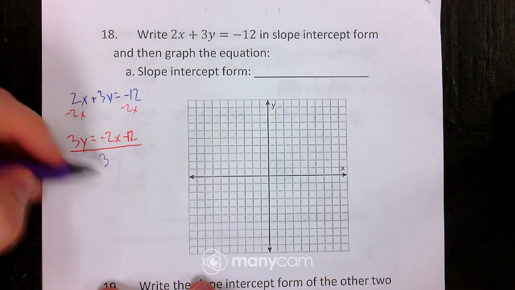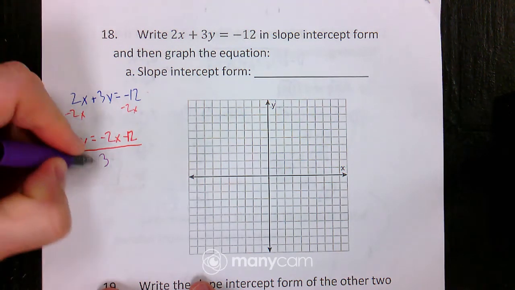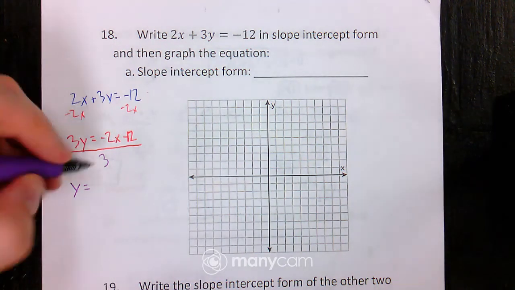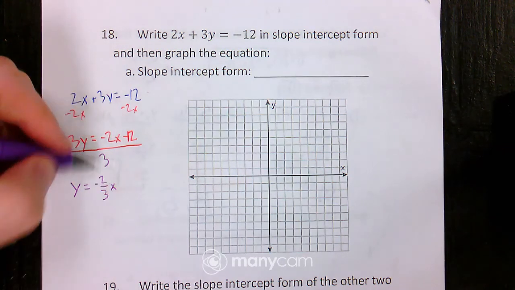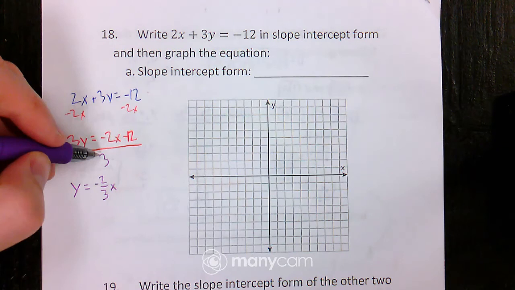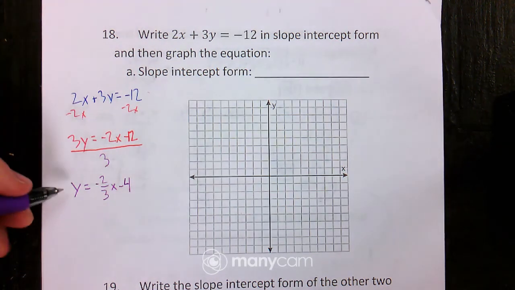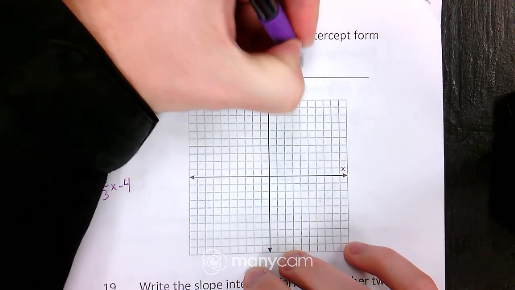Don't just do this side and this side, you'll mess it up. Divide the whole thing, every single term. So the 3 cancels out, I'm left with y. Negative 2 divided by 3 is negative 2/3 x. Just leave it as a fraction. And then negative 12 divided by 3 is negative 4. So here's my slope-intercept form. I could write that in right here as my answer.